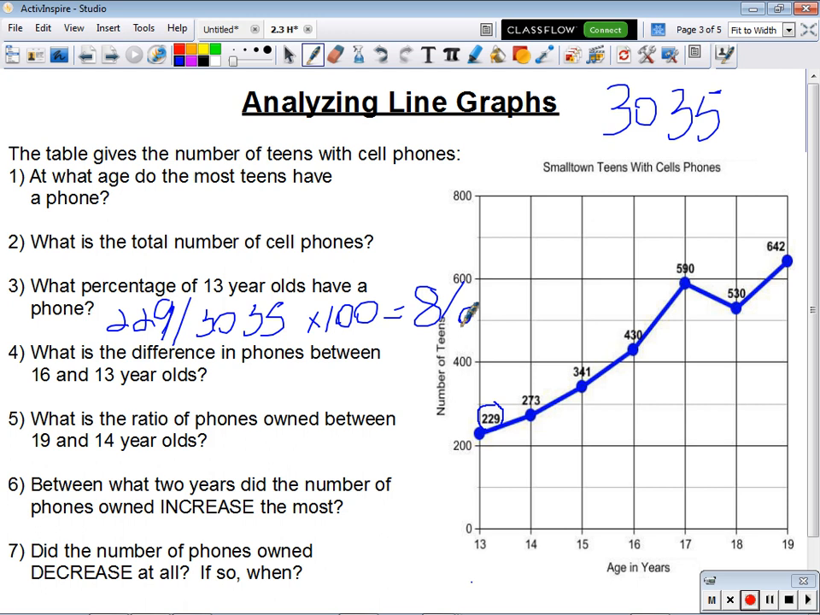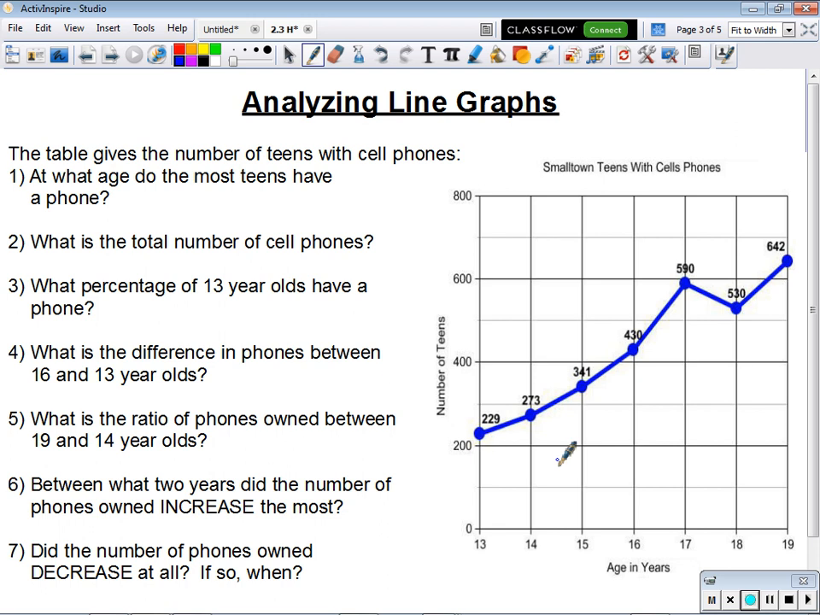For number 4, what is the difference in phones between 13 and 16-year-olds? So to answer that question, first I want to figure out the difference between those two. So I got 430 for the number of 16-year-olds, and then I have 229 for the number of 13-year-olds. So if I do 430 minus 229, the answer to this would be 201. So that's the difference in the number of cell phones between the 16 and the 13-year-olds.